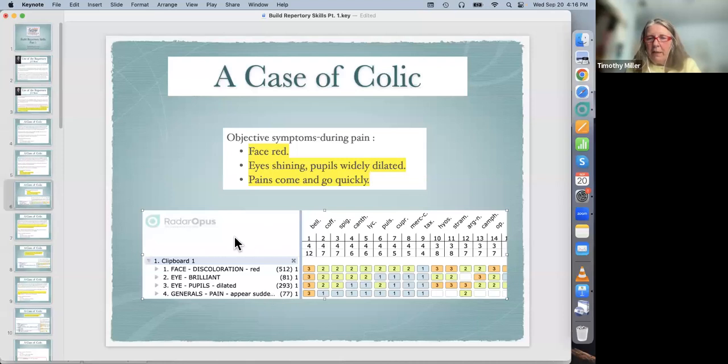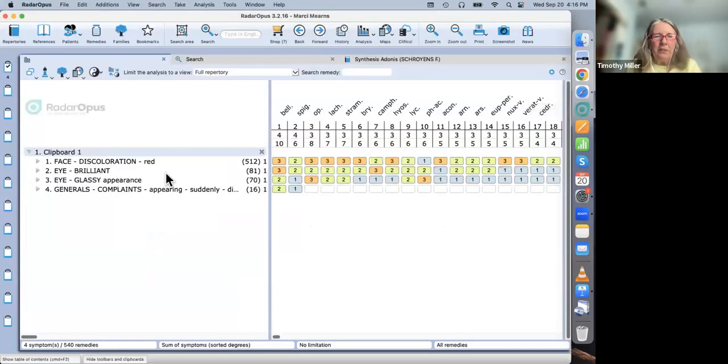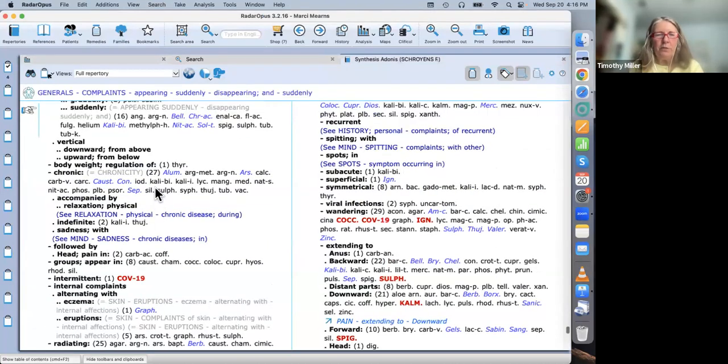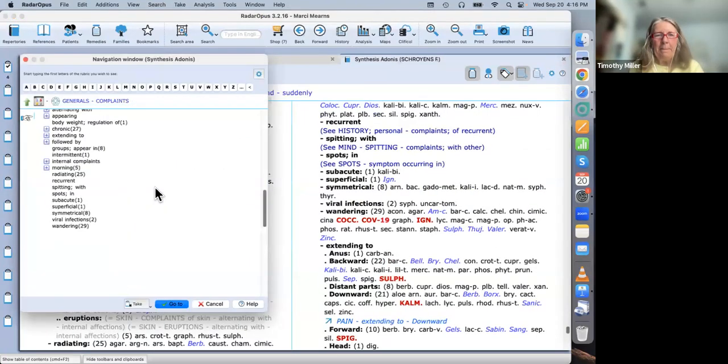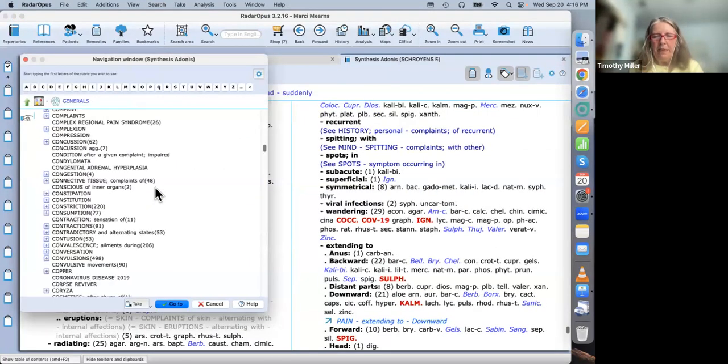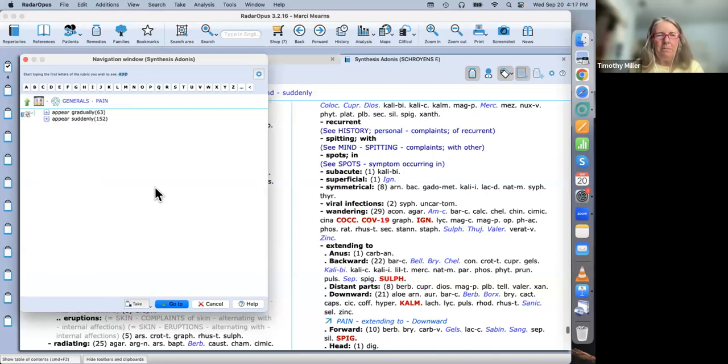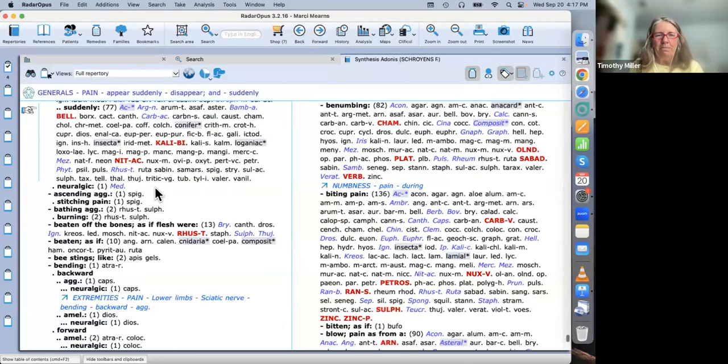See how in my earlier screenshot, I had 77 remedies and I'm sitting here scratching my head. Why is that the case? Let's go back. Let's do it properly. Generals. Pains appear suddenly and disappear suddenly. That's better. Okay, my apologies. Let's take that one just with the equal sign.